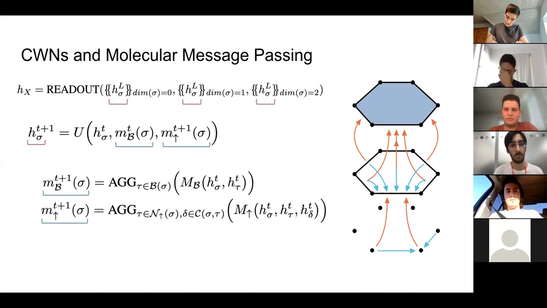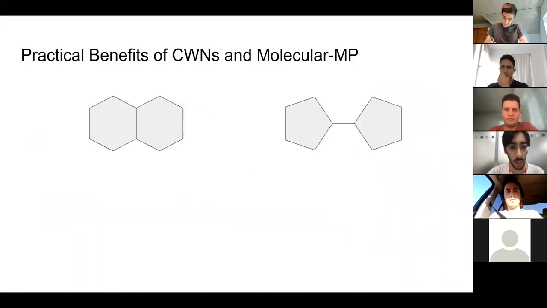So we now have an architecture, parameterized this way, for which we have some theoretical guarantees. That is, we can potentially achieve the same expressive power of the WL test on the cellular complexes that we defined. So a few advantages of this network are, first of all, that we now model long-range interactions.